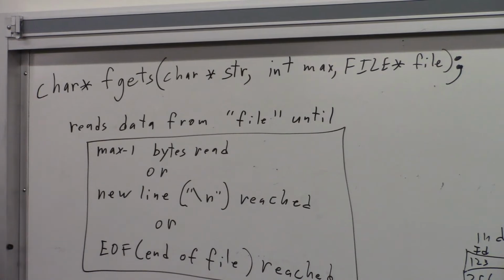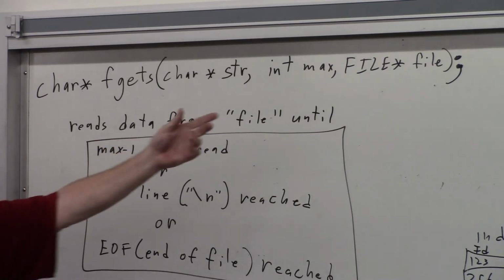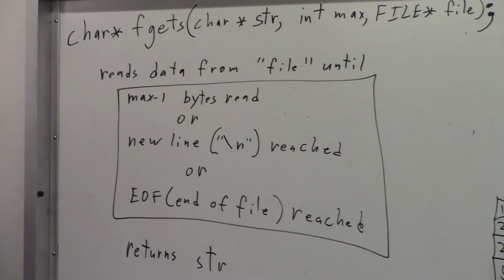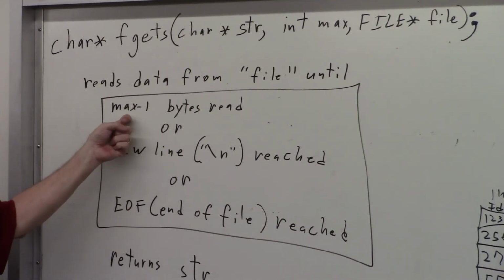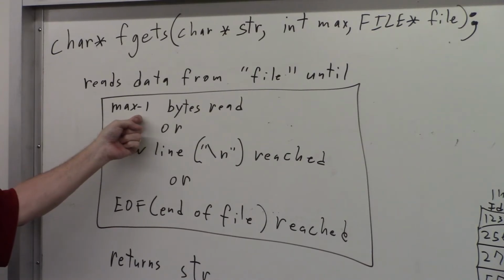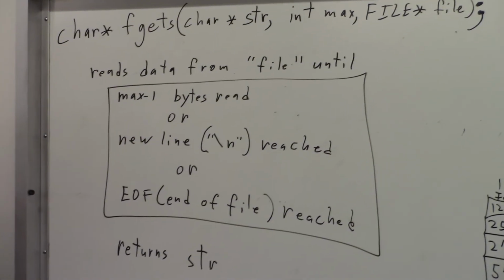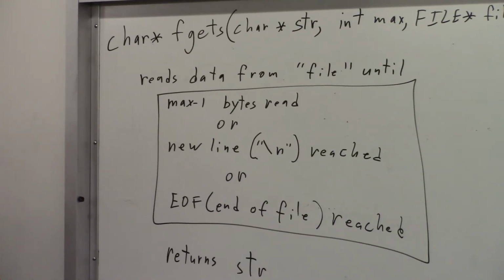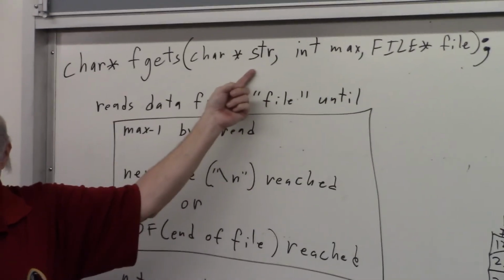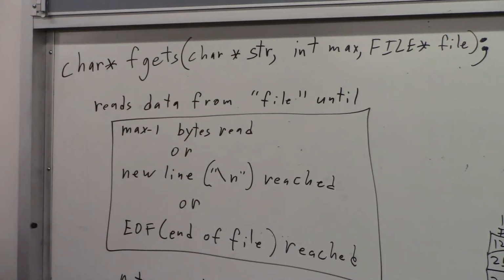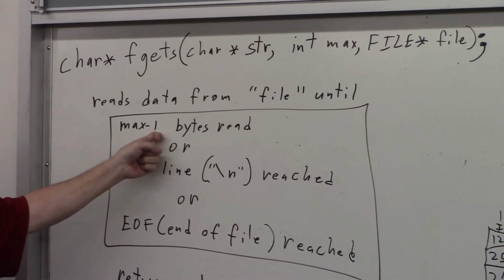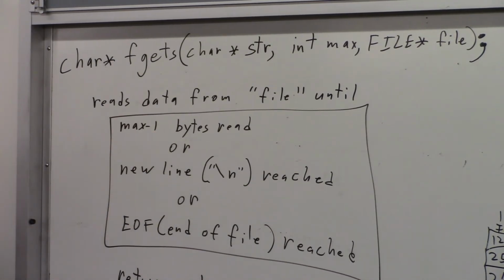So, the way fgets works, it starts reading data from the file you have specified via the file pointer until one of three things happens. Max minus 1 bytes have been read. It is max minus 1 to allow space to put the null character at the end of the string. Because remember, you're constructing a string here, and all strings end by convention with a null, \0. So that's why it only reads max minus 1, because it has to have room to put the null character at the end of the string.